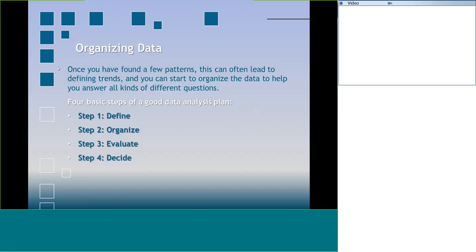Most people think of data analysis as having to do with lots and lots of statistics. And while that is true to some degree, at the most basic level, data analysis is like doing a bit of detective work. As the person who is given a set of data to analyze, your job is to find patterns among all the information. Once you have found a few patterns, this can often lead to defining trends, and you can start to organize the data to help you answer all kinds of different questions.